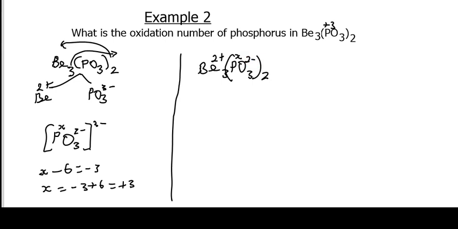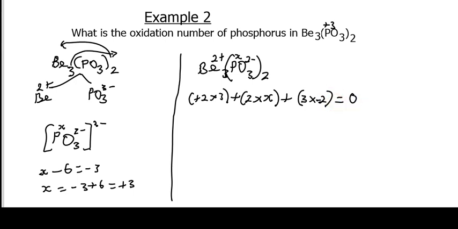Oxygen is 2 minus. So we have 3 for beryllium times the charge of beryllium, that's plus 2 times 3, plus the 2 outside for phosphorus times the charge of phosphorus, which we don't know, which is x. Close the bracket, plus open bracket, the 3 atoms of oxygen times the charge of oxygen, which is minus 2. Everything should give us the net charge of the compound, which is 0.